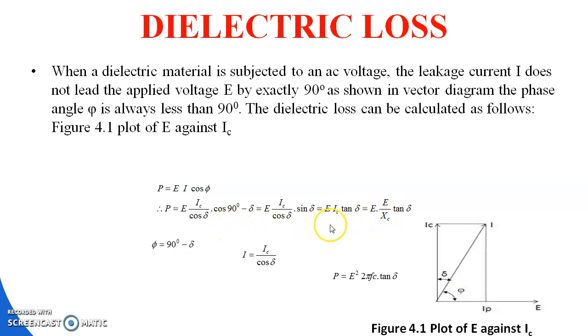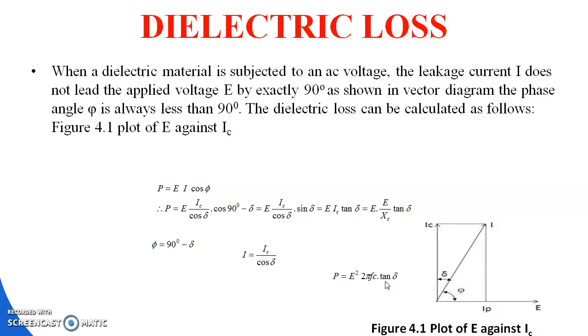You can see here P is equal to E into E by XC into tan del. So here we got E square by XC tan del. Now in the place of XC, I can put XC is equal to 1 by 2 pi FC. So P is equal to E square 2 pi FC tan del. That is called the dielectric loss, the derivation of the power. So the dielectric loss power P is equal to E square 2 pi FC tan del.